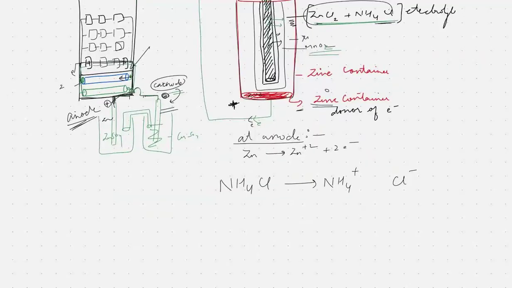Why am I telling you this? You should know the reactions. NH4 plus is also broken down into ammonia plus H plus. Now, understand ammonia is a gas. So if we allow ammonia to build up inside the cell, there is a risk of the cell bursting at any point in time.